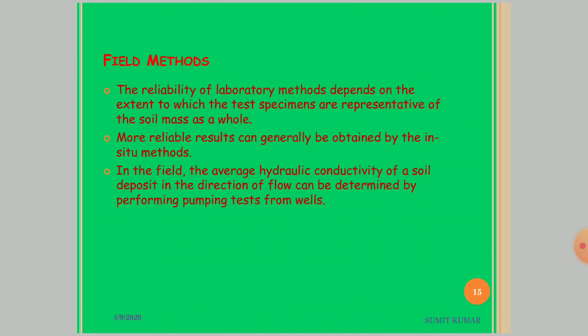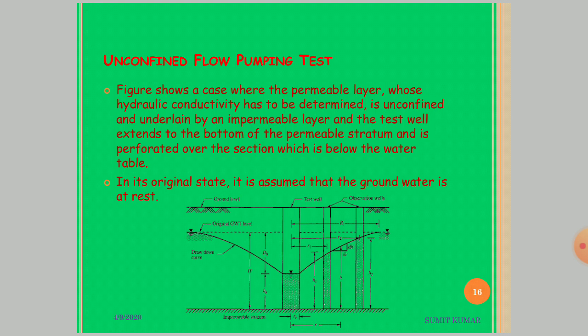The reliability of laboratory methods depends on the extent to which the test specimens are representative of the soil mass as a whole. More reliable results can generally be obtained by in situ methods. In the field, the average hydraulic conductivity of a soil deposit in the direction of flow can be determined by performing a pumping test from wells. The figure shows a case where the permeable layer whose hydraulic conductivity has to be determined is unconfined and underlain by an impermeable layer, and the test well extends to the bottom of the permeable stratum and is perforated over the section which is below the water table.